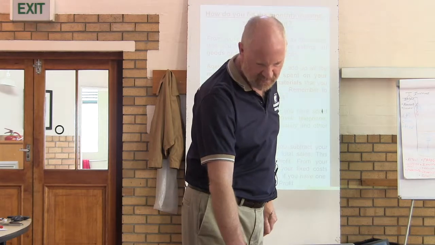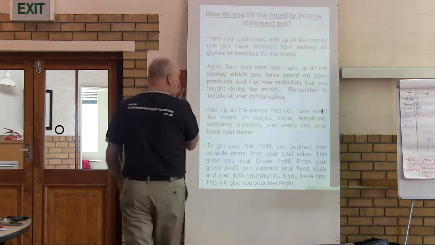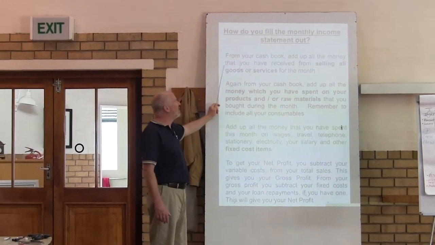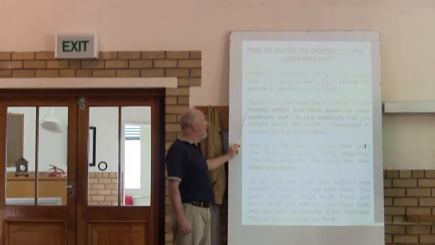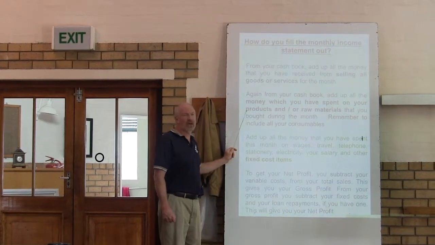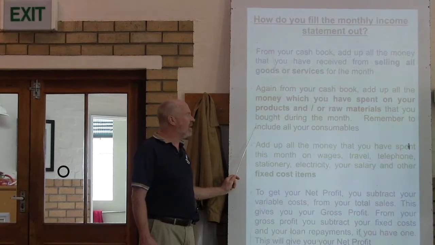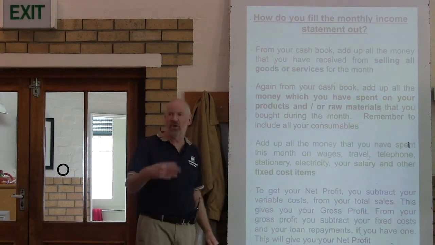All right, now I think that I've explained. So this is how you do it, and then we're going to physically do it. From your cash book, you add up all the money that you've received from selling the goods, and you put it into the correct column. Again, from your cash book, you add up all the money which you spent on your products or raw materials bought during the month, and remember to include all your consumables, which are what you use up.